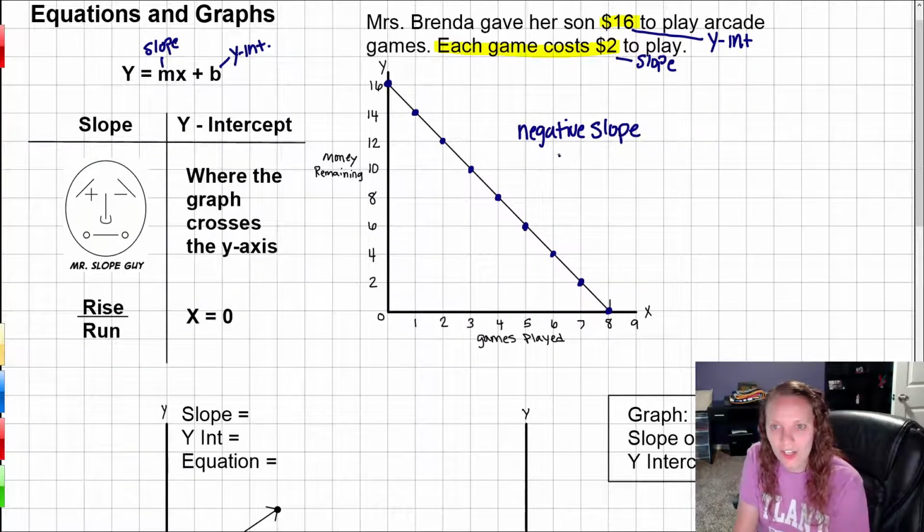Okay, let's try to write an equation. Y equals, so m is our slope. We said it's a negative slope. It's going down, and it's going down by $2 for each game. So negative 2x. And then they started with 16, so we'll have a plus 16 on the end.